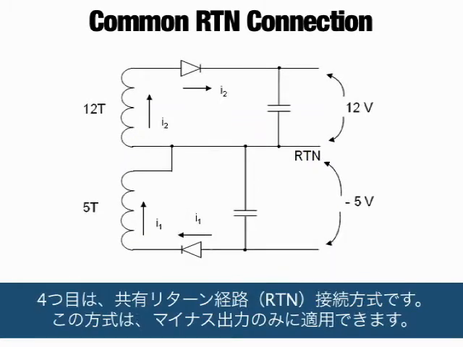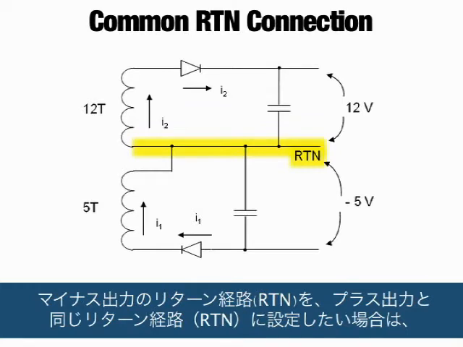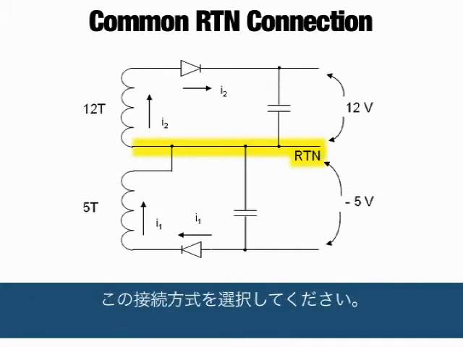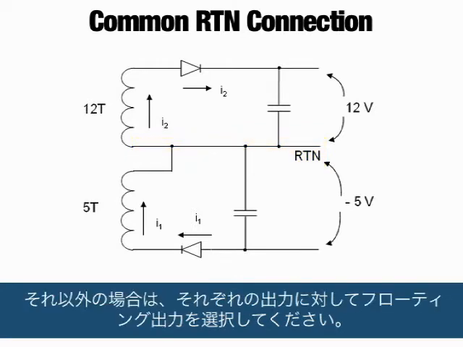The last option is the common return connection, and it applies only for negative outputs. If you want the return of the negative output to be the same as the return for the positive output, choose the common return option. Otherwise, choose both outputs as floating.